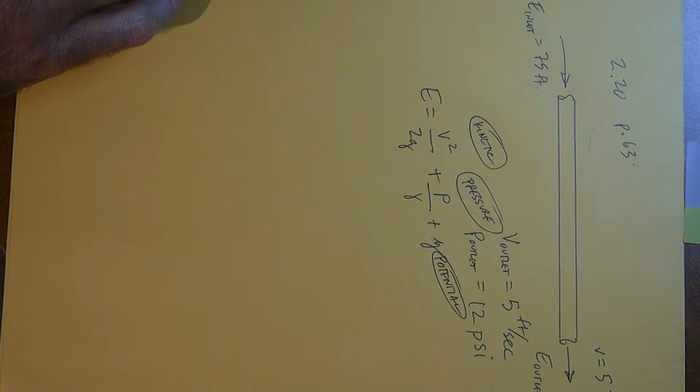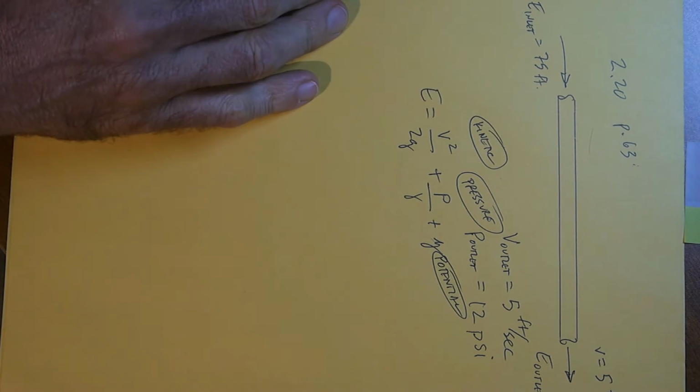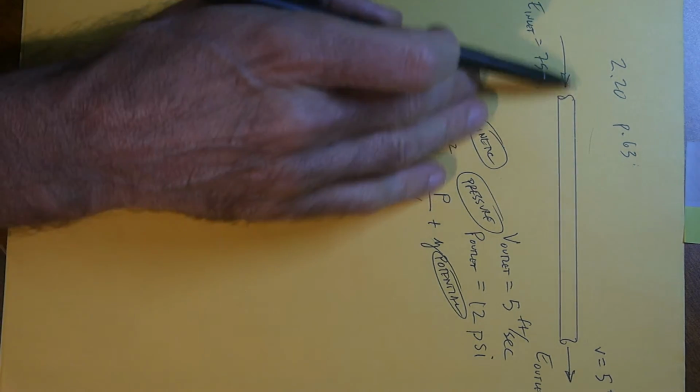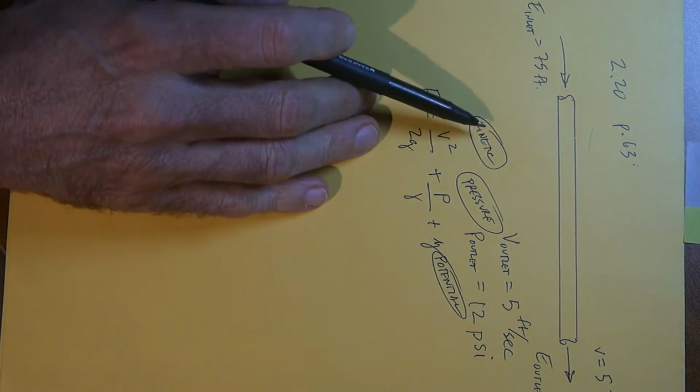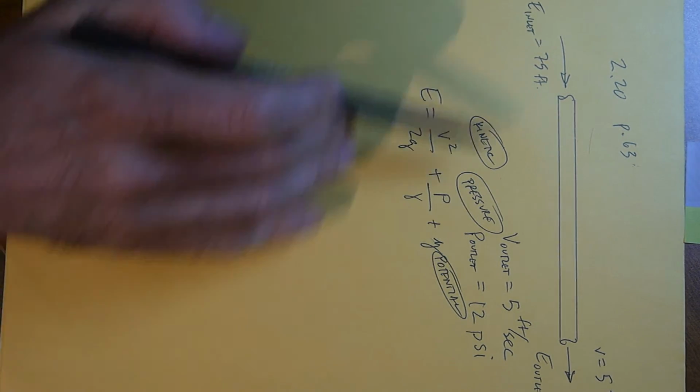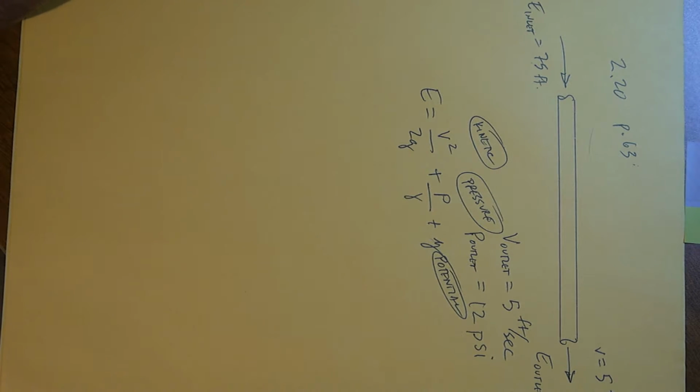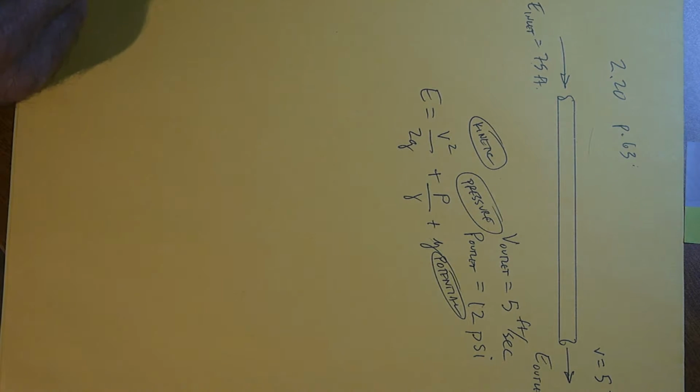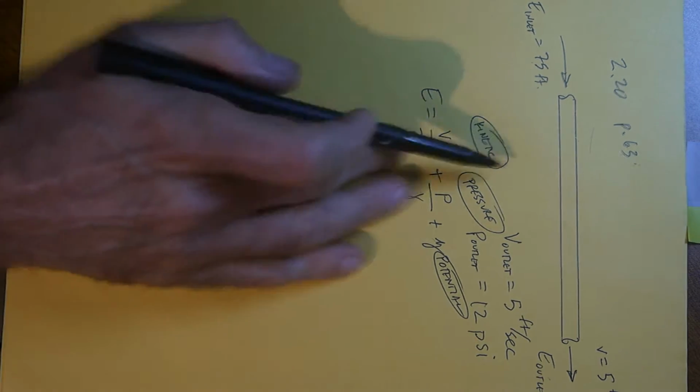Okay. So we know it's 75 feet going in. If you add all these things up inside, the kinetic plus the pressure plus the potential energy going in is 75 feet. How do we know that? I don't know. We just do. Okay. They're asking how much is lost as it goes through the pipe.